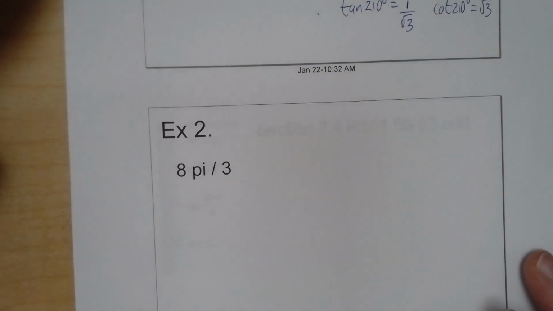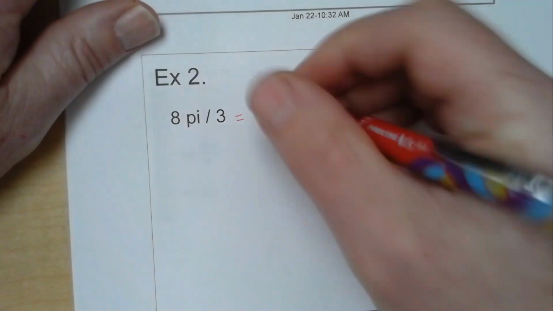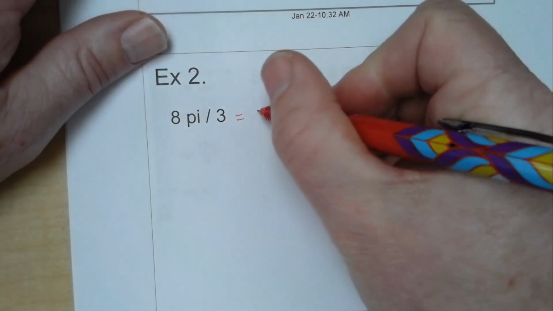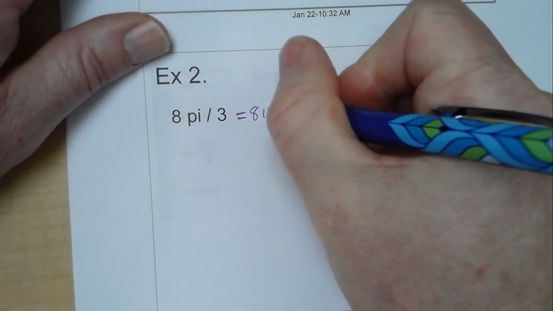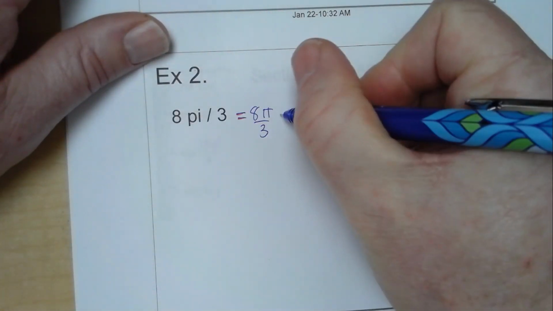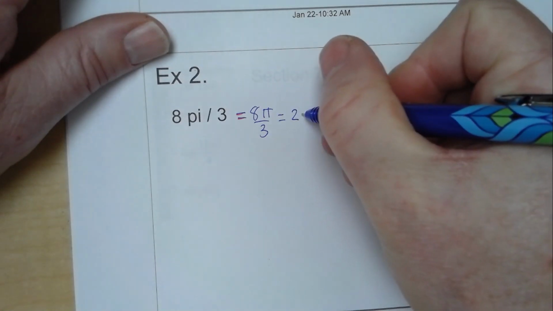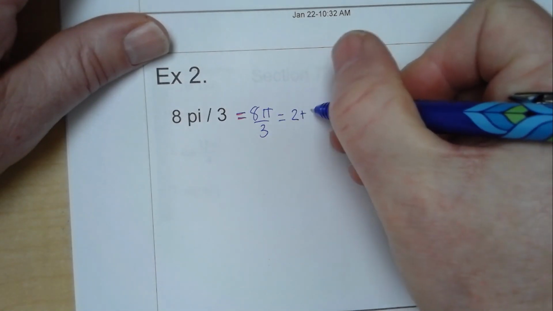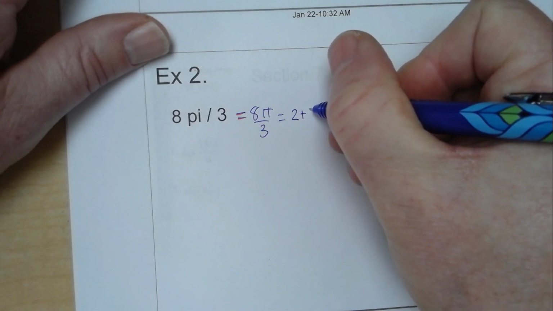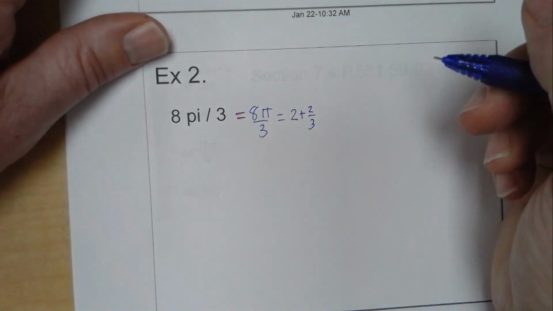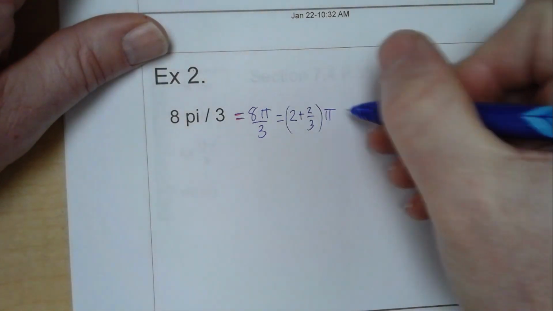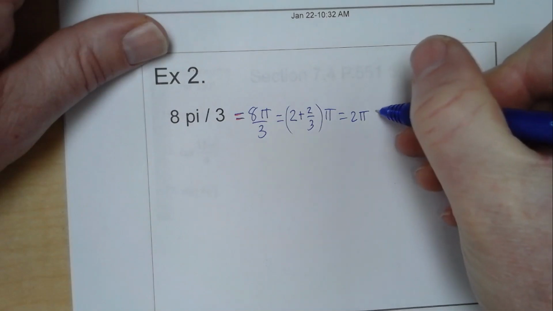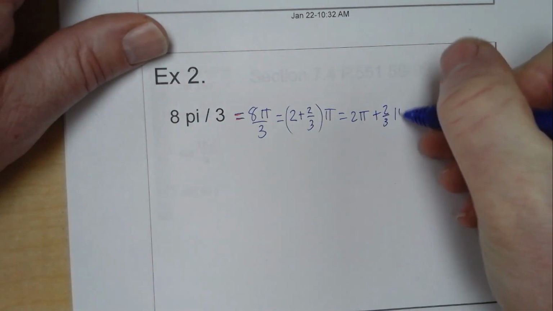All right, the next one is 8 pi over 3. So I wrote it out in words because it's easier to type it that way on the Smart Notebook slide. So it's 8 pi over 3, which would be 2 and 2/3 pi. So it's 2 pi plus 2/3 pi.